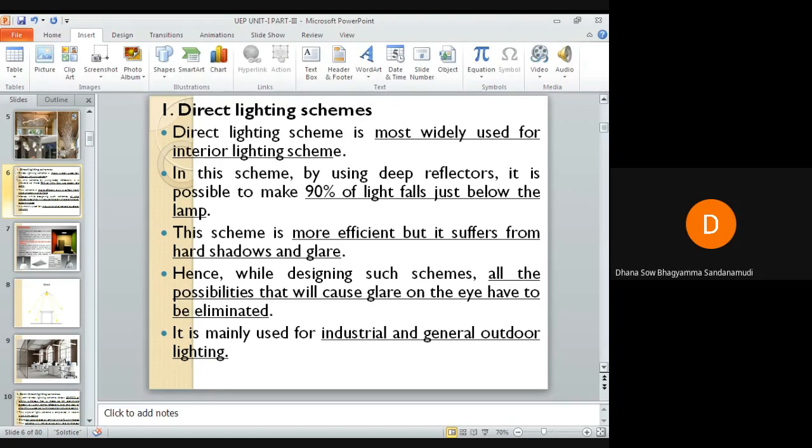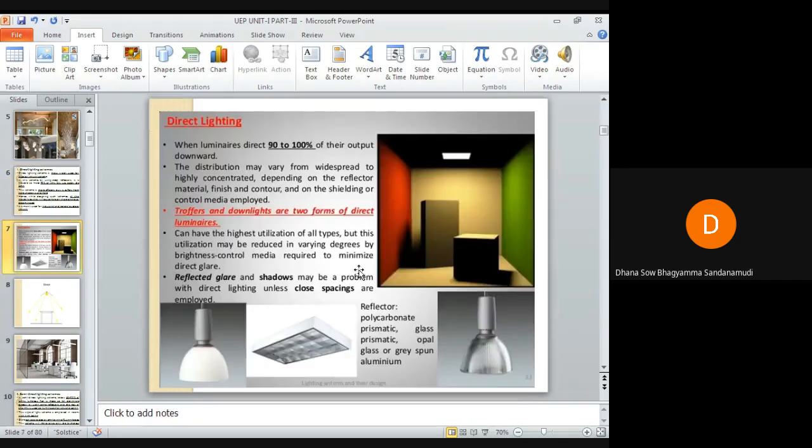But there is a drawback for this lighting. The drawback is that it has been found that this type of direct lighting suffers from harsh shadows and glare. That's the only drawback. You can see an image here showing dark shadows.